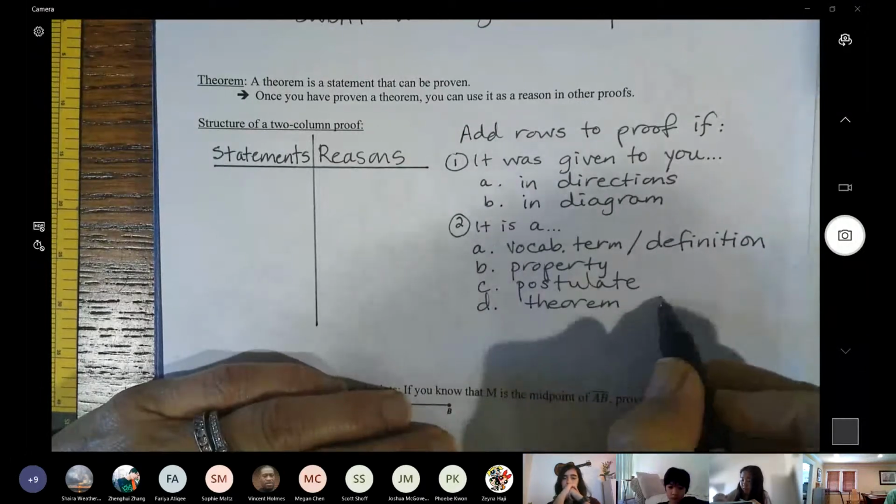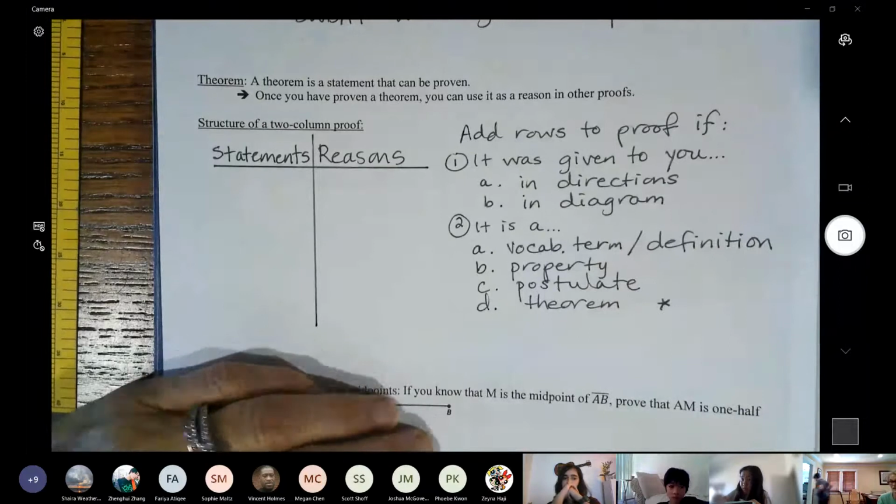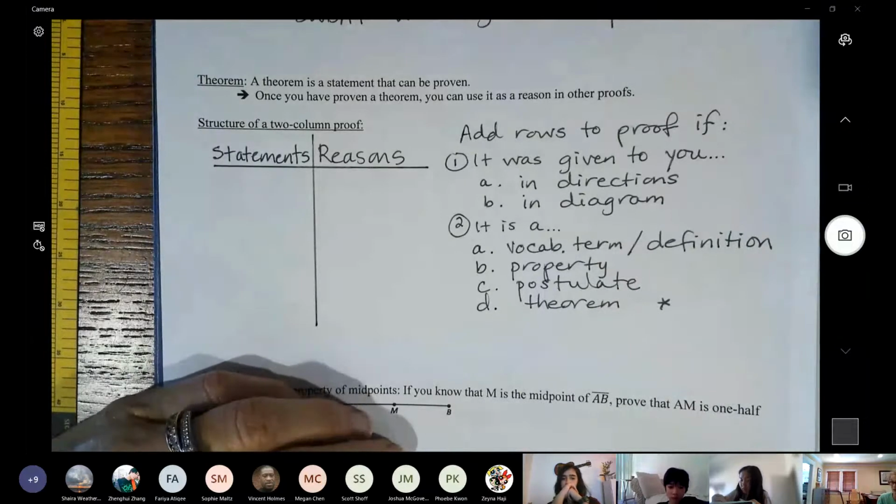And this is sort of important, we're going to be doing lots and lots of theorems throughout the year. So that's why I put a little star by that one. But then once you prove it, you can use it for anything else. So that's the nice thing about that.